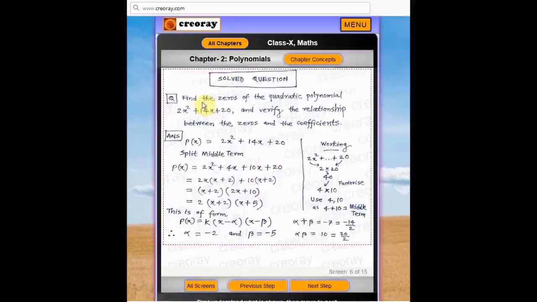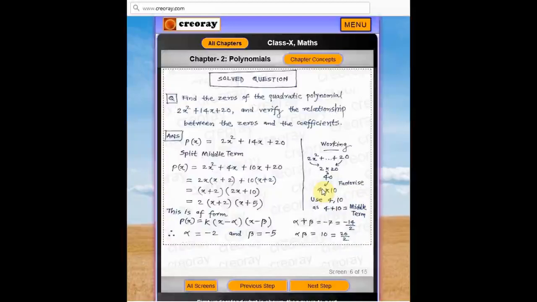So the first part is to find the zeros. How do you find the zeros? You will have to split the middle term. Do you remember splitting the middle term? It has to be done in a specific way. You have to take this 2 of 2x square and this constant term 20. So 2 into 20 is 40. And factorize this 40 in such a way that only 2 factors you need. When you sum these 2, you should get the middle term, 14.